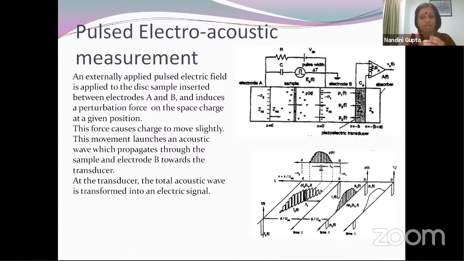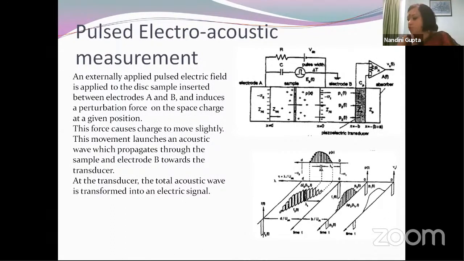So the acoustic wave that travels through the medium will see a disturbance which is related to the space charge distribution. This acoustic wave travels through the material, reaches the piezoelectric sensor at the ground electrode, and is converted into a voltage signal. This voltage signal will be representative of the space charge distribution through the thickness of the material.